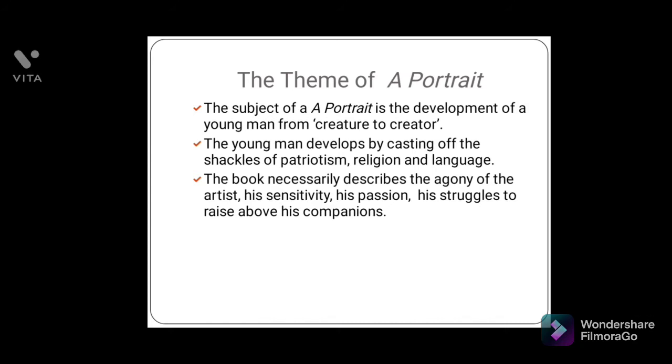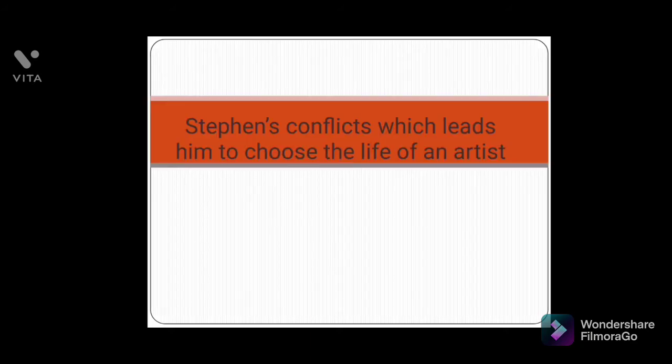The subject of A Portrait is the development of a young man from creature to creator. The young man develops by casting off the shackles of patriotism, religion, and language. The book necessarily describes the agony of the artist, his sensitivity, his passion, his struggles to rise above his companions. So it is the development of a person and it is also the development of an artist. So Stephen develops from a creature, from a man, to a creator or an artist in this novel. Stephen's conflicts lead him to choose the life of an artist.